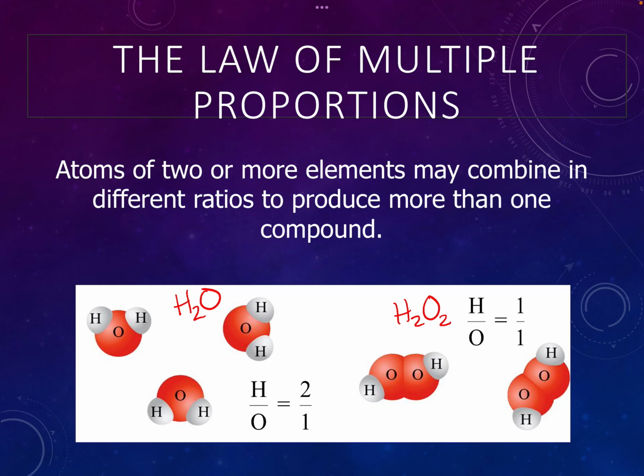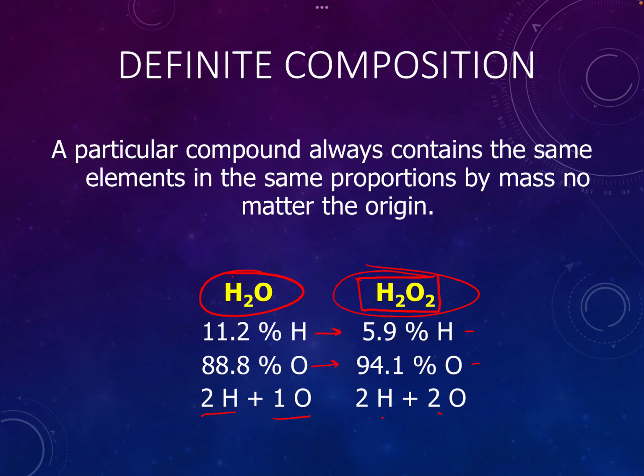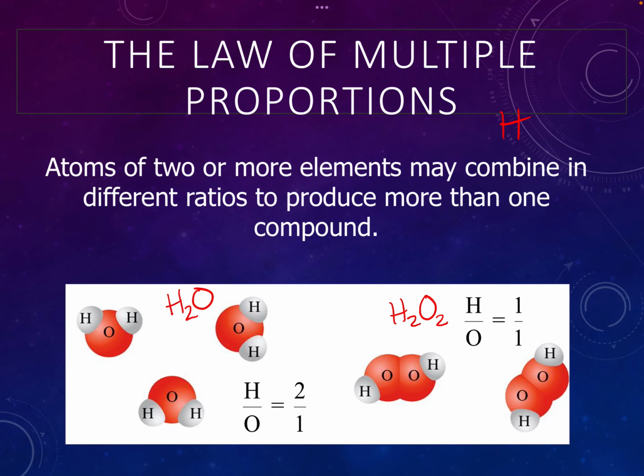So the law of multiple proportions states that you can have the same elements that combine in different proportions to make different compounds. Okay, so people get these kind of mixed up. The law of definite proportions states that water is always H2O, hydrogen peroxide always H2O2. No matter how much of these you have, water is H2O, hydrogen peroxide H2O2. The law of multiple proportions states that, okay, if you have some hydrogen atoms and some oxygen atoms, you can combine them in different ratios to make different things.